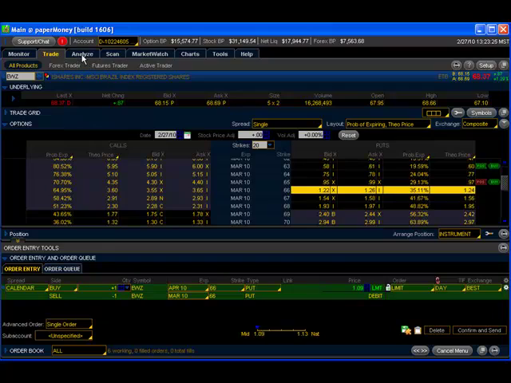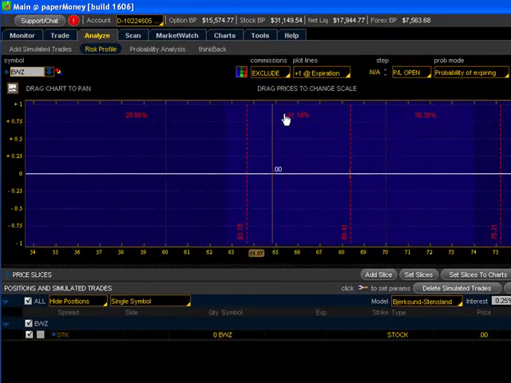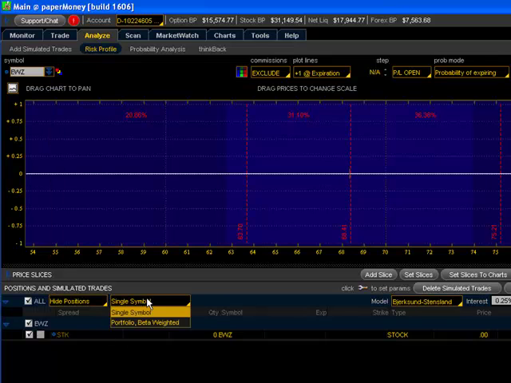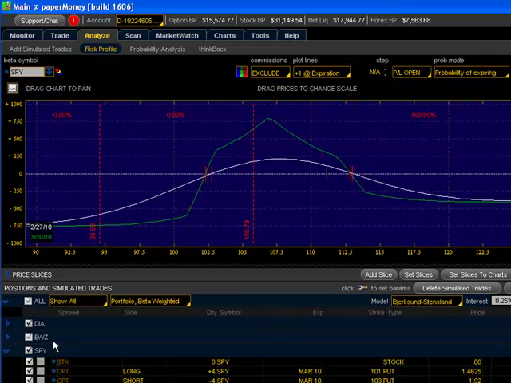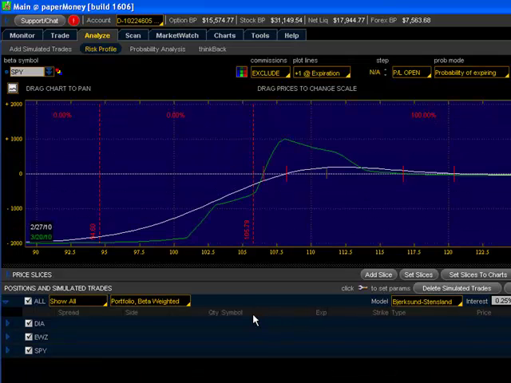So what I want to do is quickly jump over to the Analyze tab, and let's go ahead and take a look at this position as not a single symbol but a portfolio weighted position against the SPY. Let's show all our positions. Here we have our current positions in place. Let me just delete all the simulated trades in case I have some in here. Reset our parameters. So we're looking at the case.